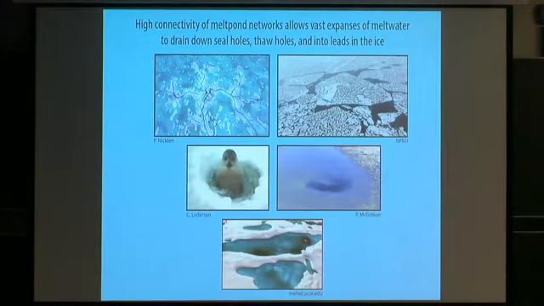Now, as you look down, there is an issue of how connected they are, and this has to do with the drainage properties, and whether or not high connectivity of melt pond networks allows vast expanses of meltwater to drain down seal holes. There really are seal holes, these thaw holes, these little vortices, and so on. You've got to be careful of these.